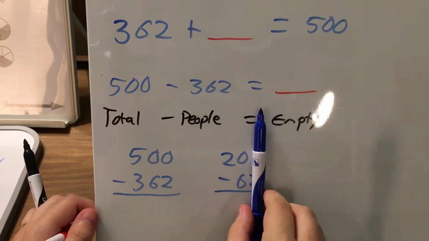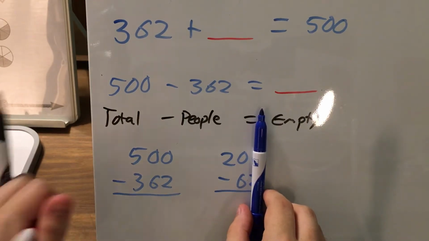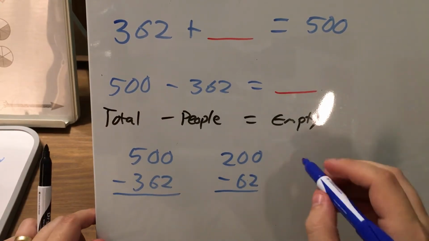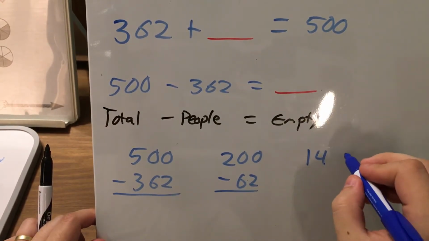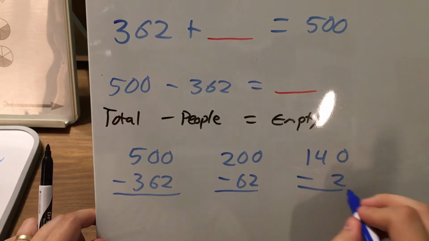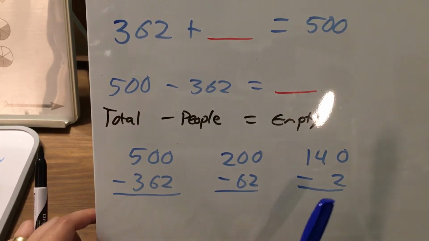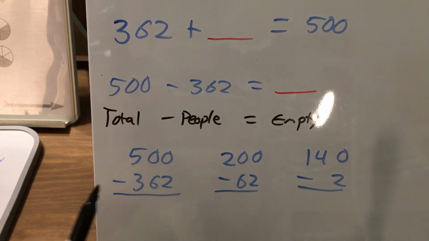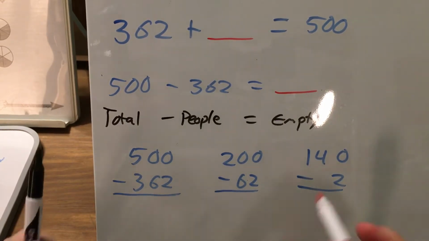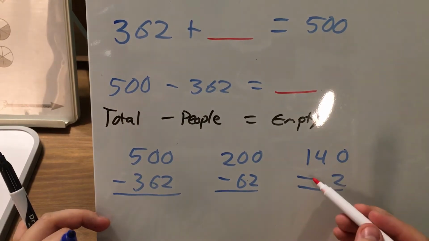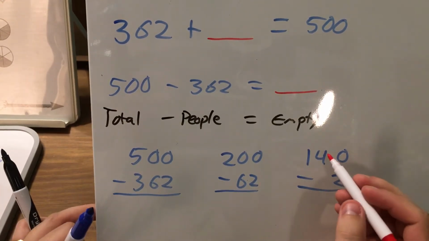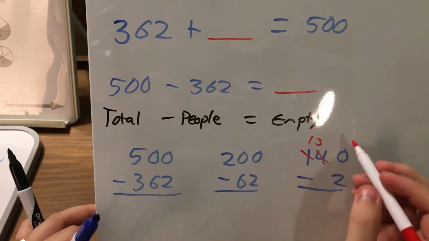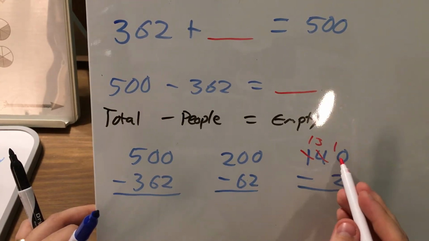So now I'm going to cover all this up. I'm going to look at my tens. I've got 20 tens minus 6 tens. 20 minus 6 is going to give me 14 tens. And now all I need to do is take 2 away from that. And this is going to be where I have to bring in some of that old subtraction algorithm, because if I have 14 tens and I have to take away 2 ones, I'm going to have to think of this as 13 tens and 10 ones.